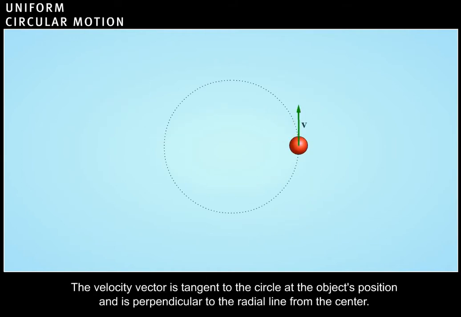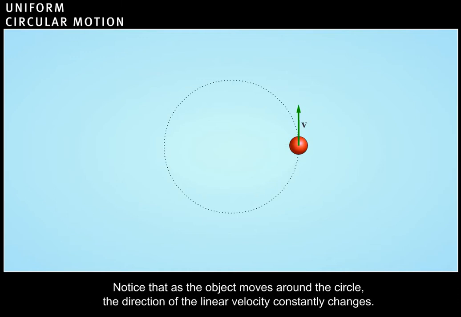The velocity vector is tangent to the circle at the object's position and is perpendicular to the radial line from the center. Notice that, as the object moves around the circle, the direction of the linear velocity constantly changes.